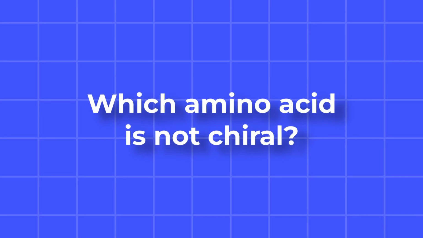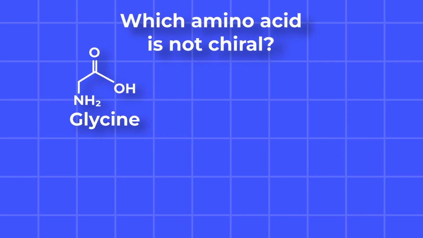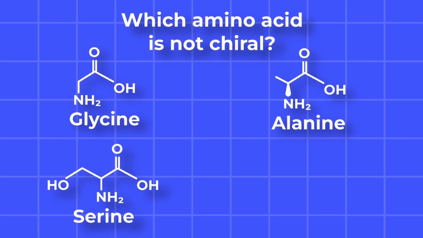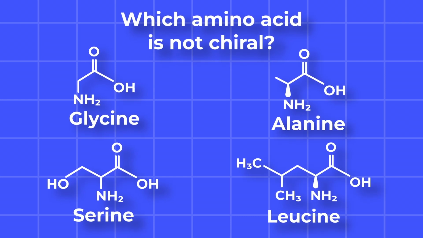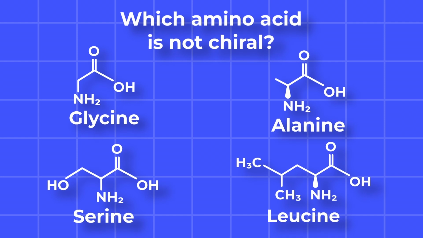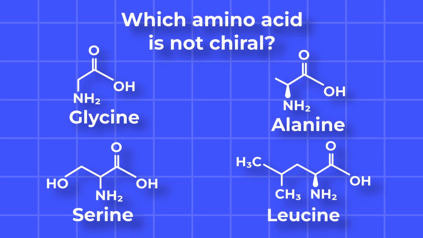Which amino acid is the only common one that is not chiral? Glycine, alanine, serine, or leucine? Pick one. We will circle back after we talk about stereochemistry.